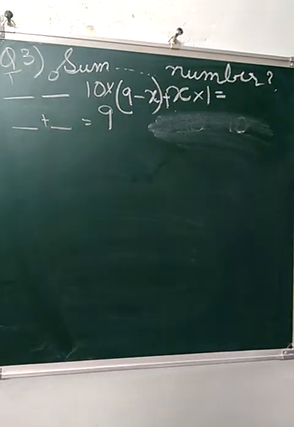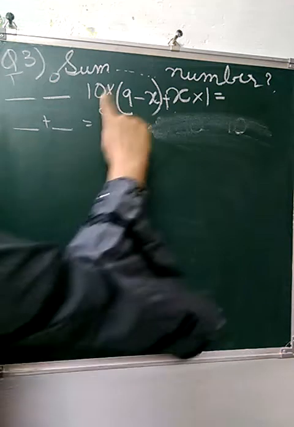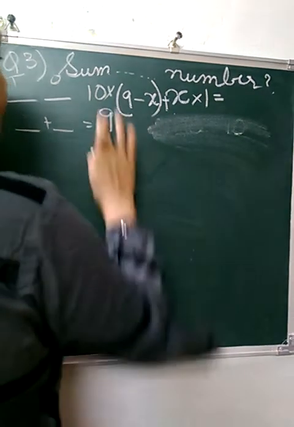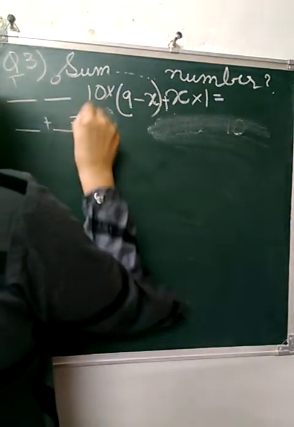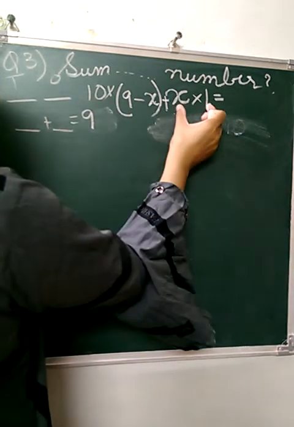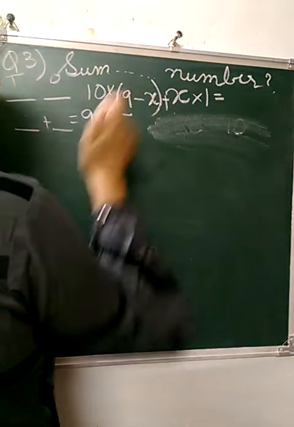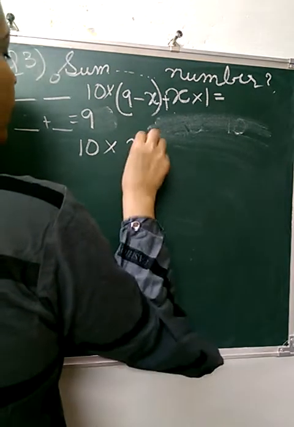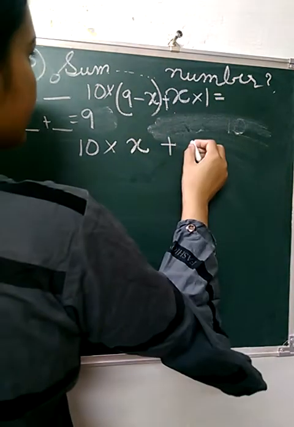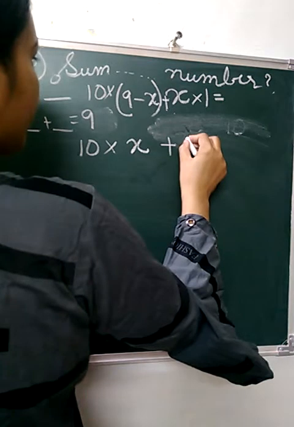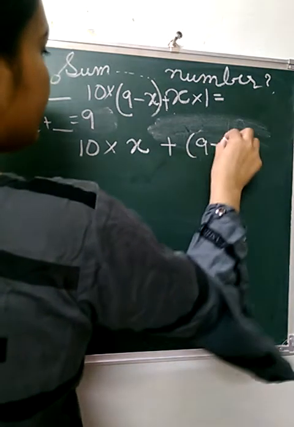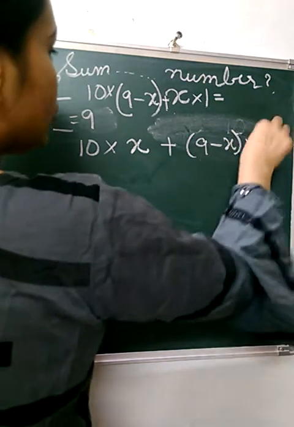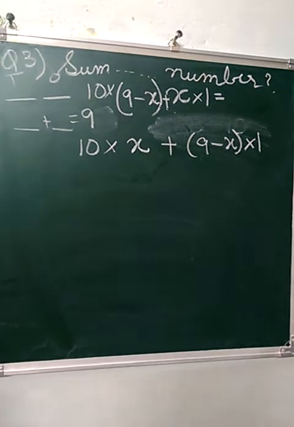Also, when we interchange the digits, this goes in the units place and this comes in the tens place, that is 10 into x and 9 minus x into 1, ones place.